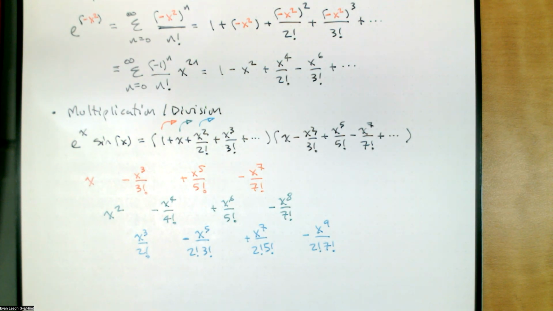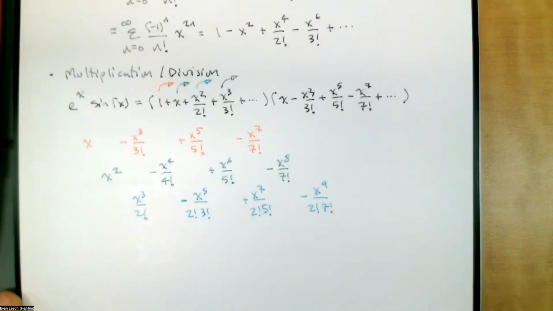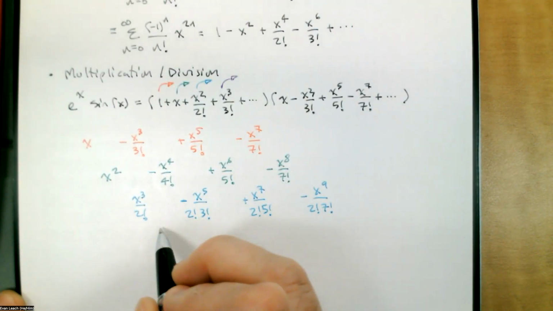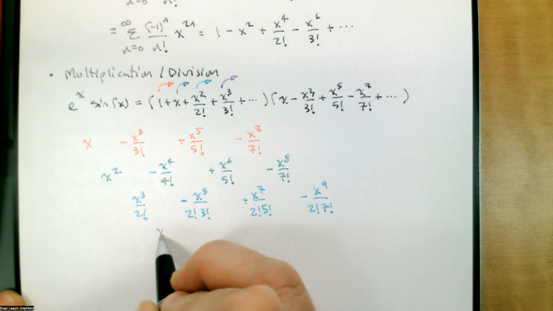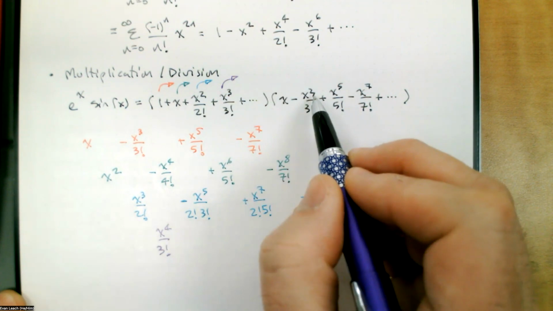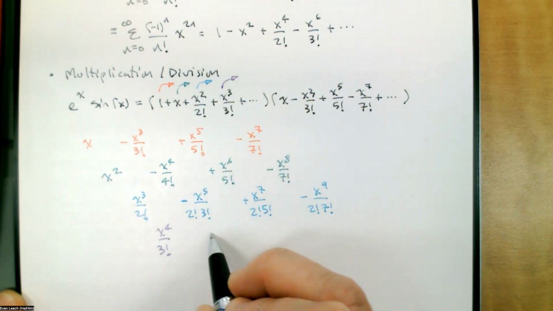I'm going to do one more row. Oh, that's right. I only wrote 4 terms. Now we're going to multiply by x cubed over 3 factorial. So x cubed over 3 factorial gets multiplied by x, and we get x to the 4th over 3 factorial. Then x to the 6th over 3 factorial, 3 factorial.